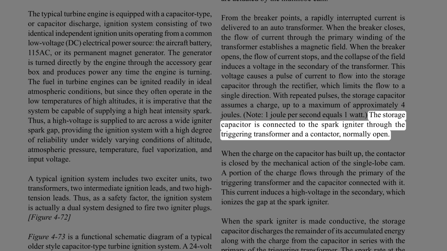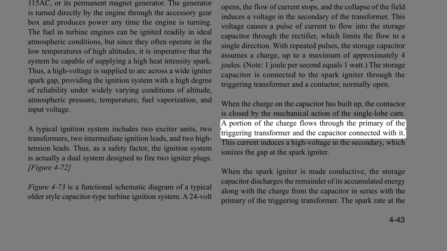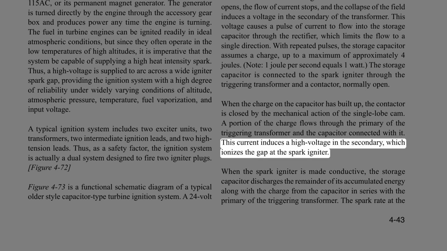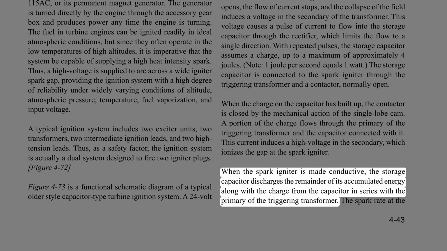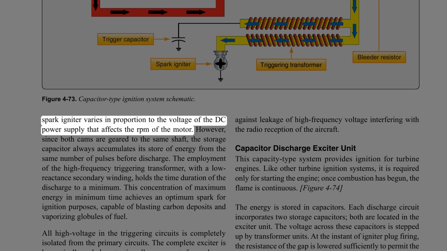The storage capacitor is connected to the spark igniter through the triggering transformer and a contactor, normally open. When the charge on the capacitor has built up, the contactor is closed by the mechanical action of the single-lobe cam. A portion of the charge flows through the primary of the triggering transformer and the capacitor connected with it. This current induces a high voltage in the secondary, which ionizes the gap at the spark igniter. When the spark igniter is made conductive, the storage capacitor discharges the remainder of its accumulated energy along with the charge from the capacitor in series with the primary of the triggering transformer. The spark rate at the spark igniter varies in proportion to the voltage of the DC power supply that affects the RPM of the motor.